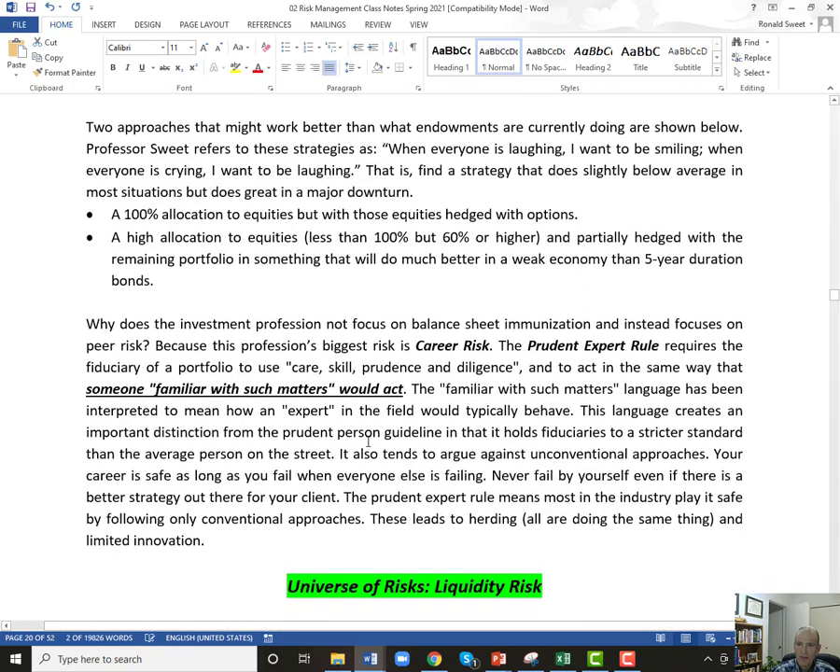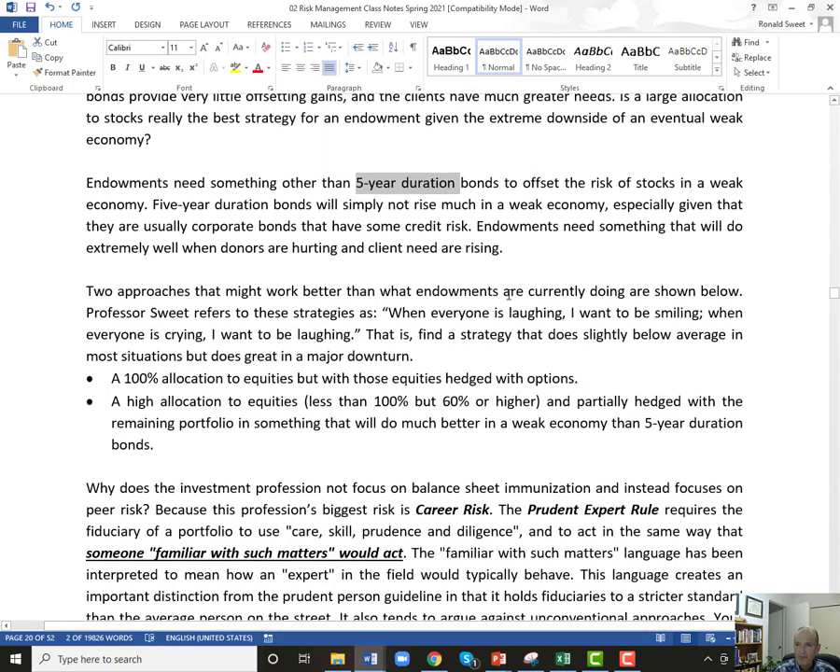Here's a couple of approaches you might do. So these are my strategies. I call it when everyone's laughing, I want to be smiling. When everyone's crying, I want to be laughing. So we want something that does okay in a strong economy, but might not be, the stock market's up 30%, you might only make 22%. But yeah, that's okay. But when the market crashes 30%, you're up 5, 10, 15%. And I actually have followed this strategy myself. I would not have been retired in 2009 if I wasn't following this strategy.